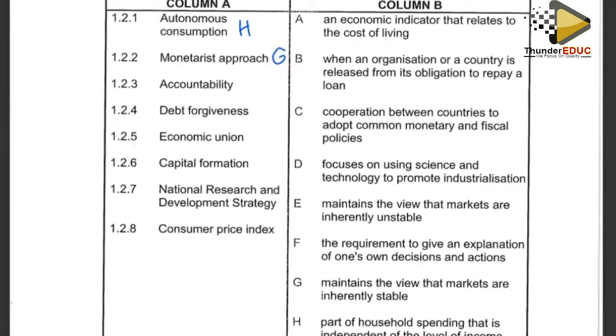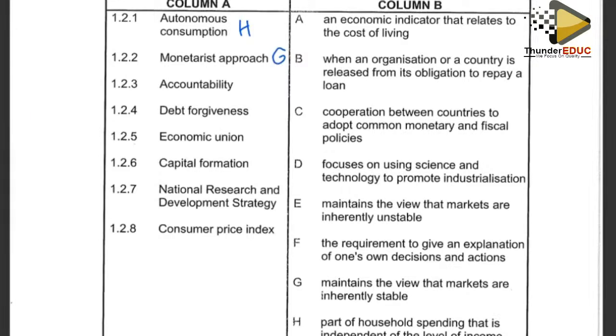Okay, right, grade 12. So now let's move on to the next question. The next question, we have 1.2.3, which is accountability. So now when we talk of accountability, we refer to an explanation of one's own decisions and actions. When you take charge of your actions or when you take charge of your decisions.